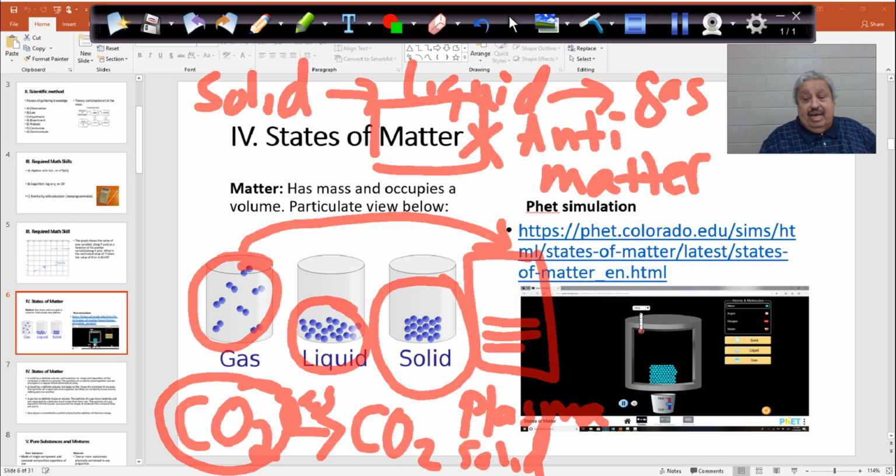Now, plasma, as I said, we can't really consider it as a state of matter itself because it is a gas, but under extreme conditions. Correct? Any questions? Now, there is a PhET simulation. You can try it at home, and it gives you the idea of the difference between those three types of matter: gas, liquid, and solid. Okay, guys?